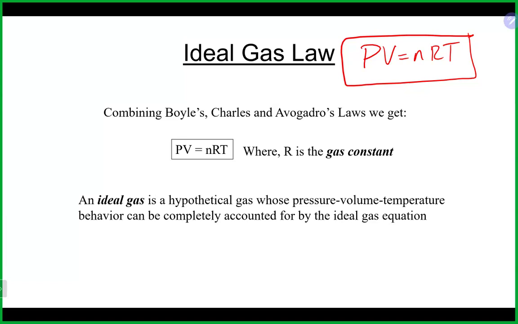So when you use the ideal gas law, the pressure has to be in units of atmospheres. It cannot be in any other unit. The volume has to be in units of liters. N, which is moles, should be in the units of moles. And just like every other gas law, our temperature has to be in Kelvin. The reason for all that is R.